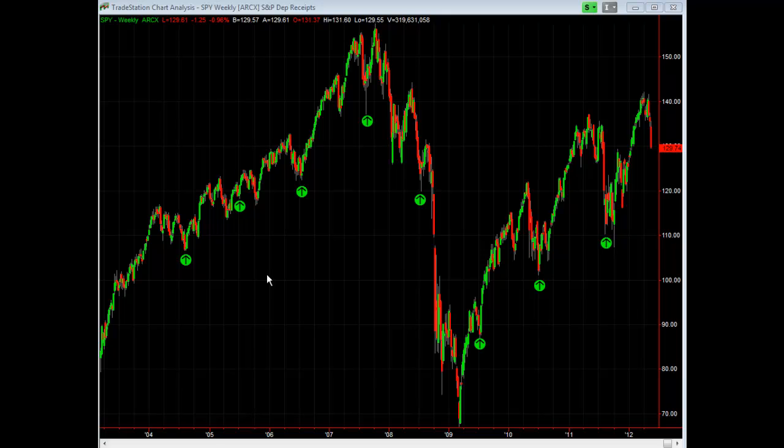So just taking this, you can see that markets tend to sell off, tend to go down into the summer months. All these arrows are lows that were made in the summer months of either July or August. So that's case one.